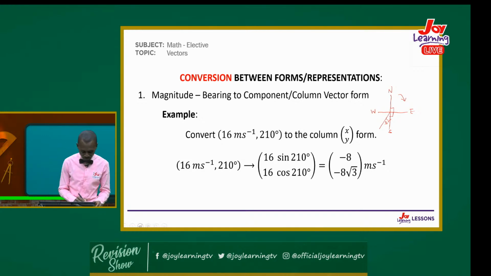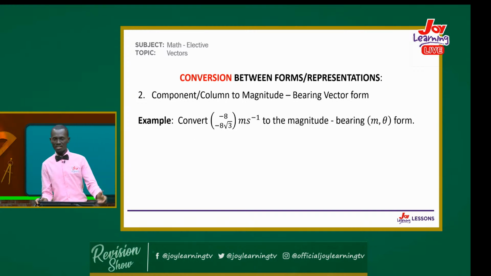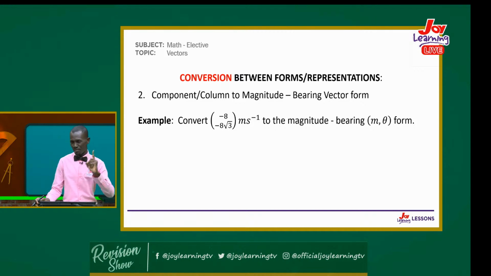All right. What if we were trying to reverse the process? So we have -8, -8√3 column, and we wanted to convert it to magnitude bearing. First of all, we must get a magnitude, and secondly, we must get a bearing. How do we get the magnitude? The same way you would have found the magnitude of a vector, because it is a vector.